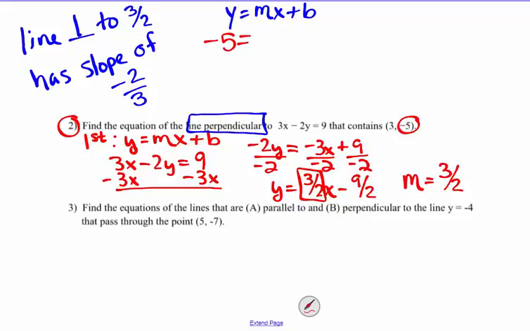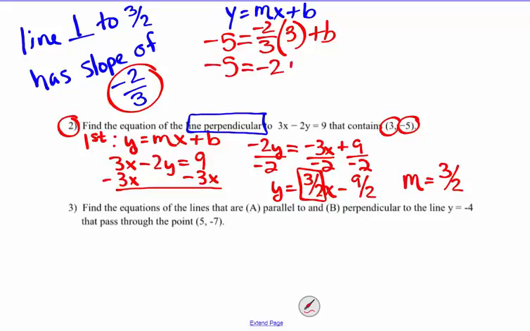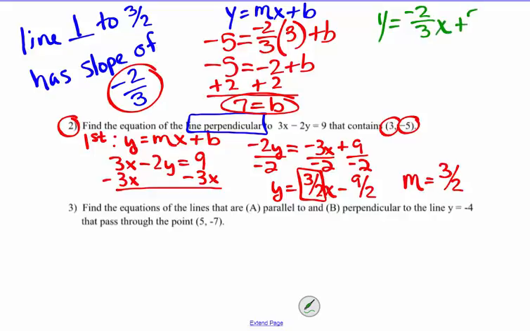So I am going to substitute in negative 5 for y. Sorry, I'm going to substitute in negative 2/3 for the slope. I'm going to substitute in 3 for my x. Negative 2/3 times 3 is just negative 2. Add 2 to both sides, and I find out that b equals 7. And that's it. That's all you do.